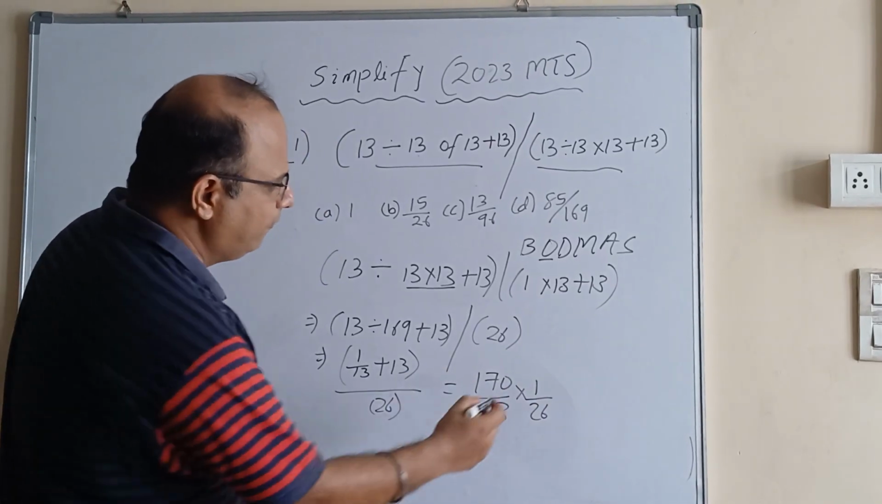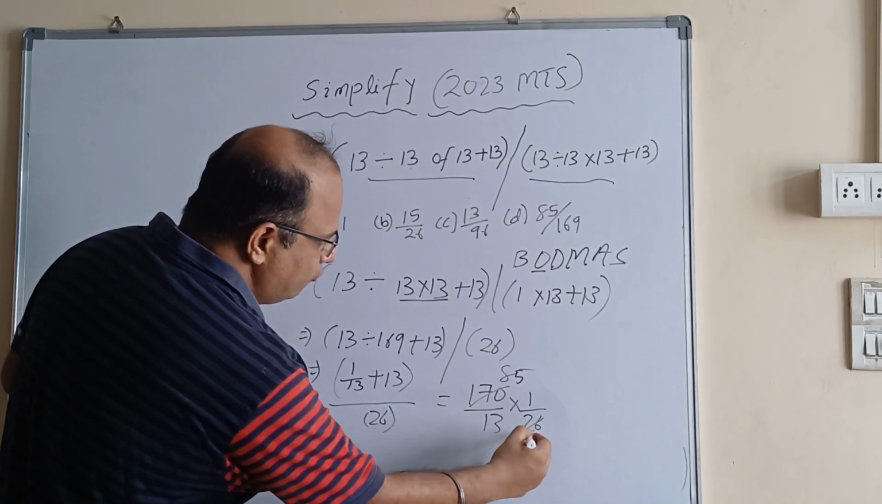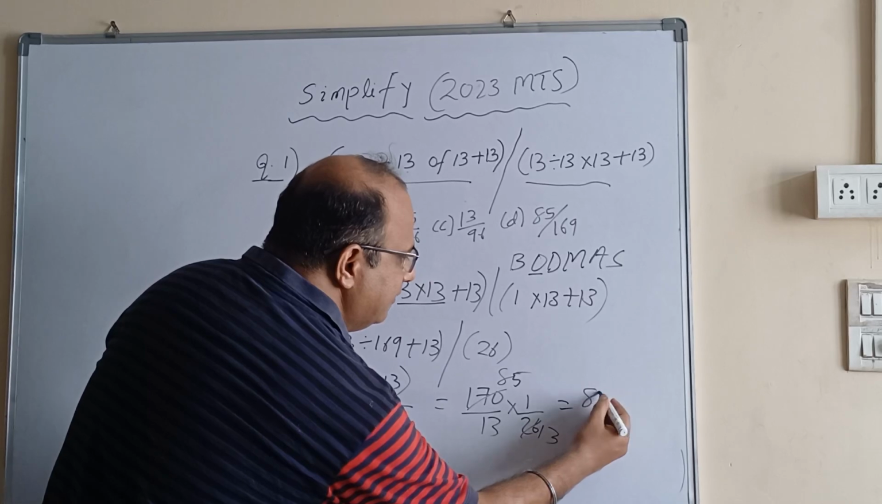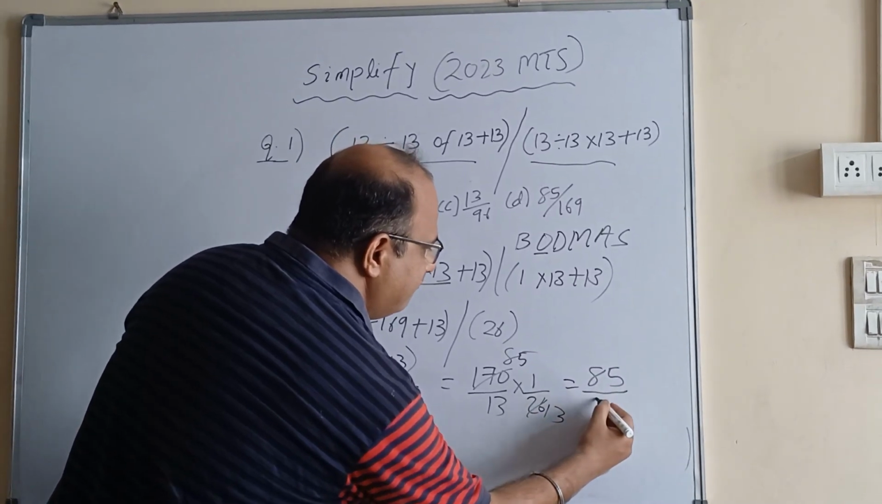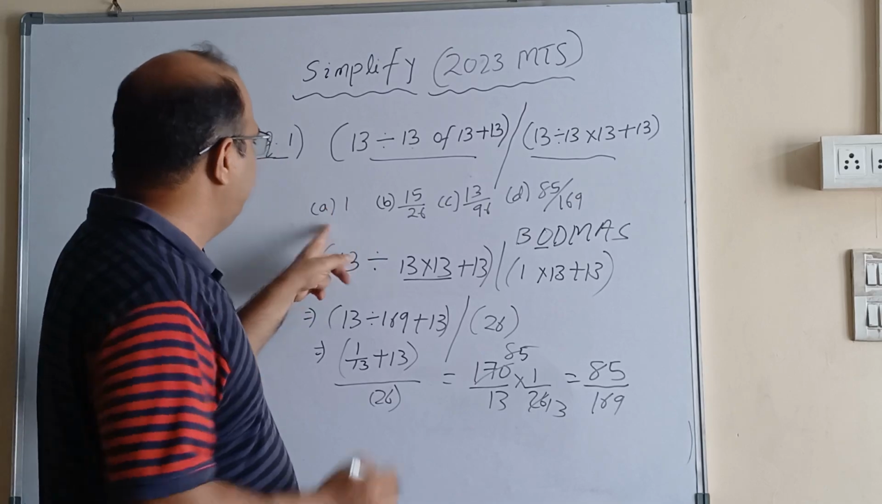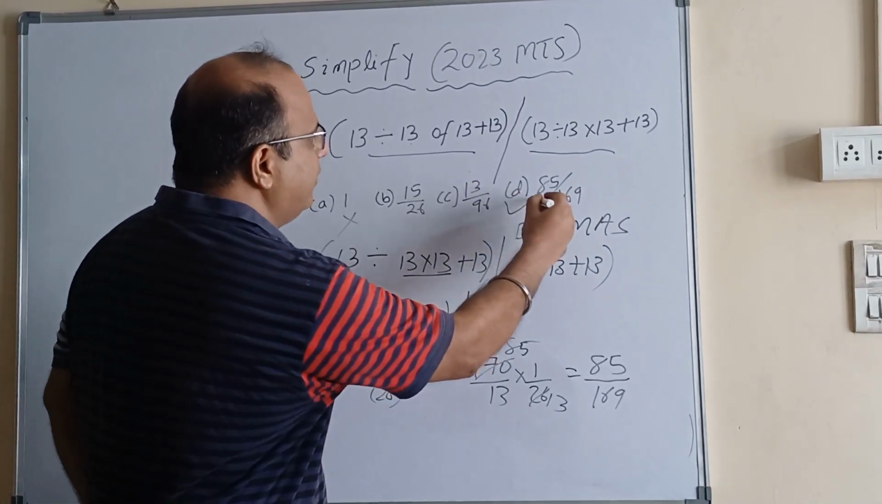Fine. So now if you divide this by 2, you get 85 here and you get 13 here. So now your final answer is nothing but 85 by 169. See, in the options, option A is wrong and option D is correct.